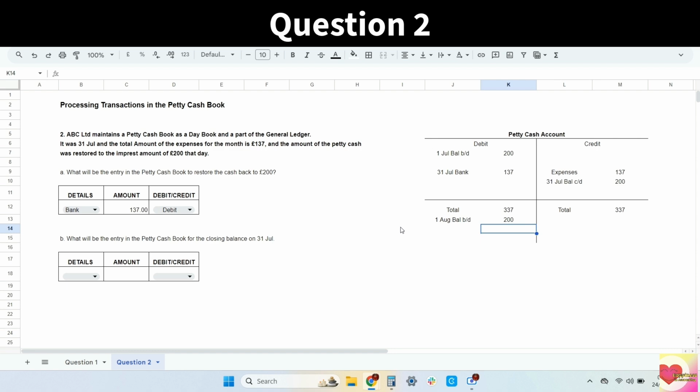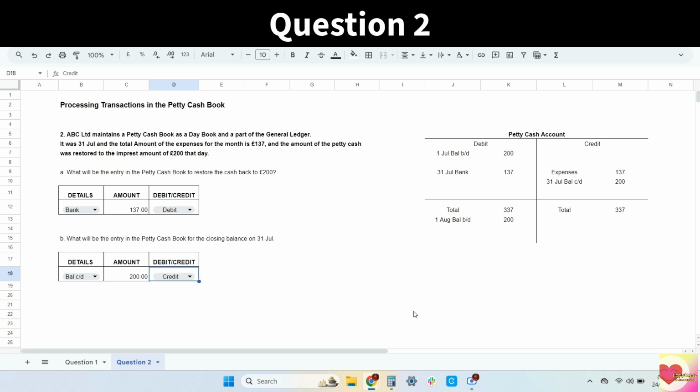Now that our petty cash account is balanced, we can now answer letter B. What will be the entry in the petty cash book for the closing balance on the 31st of July? And the answer here is this entry. For the details, it's balance carried down. The amount is 200. And for the side, either debit or credit, it's credit. And we're done answering all the questions.